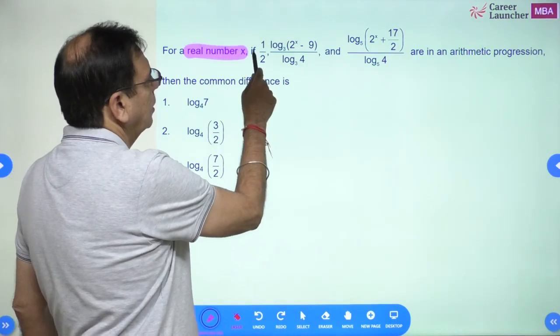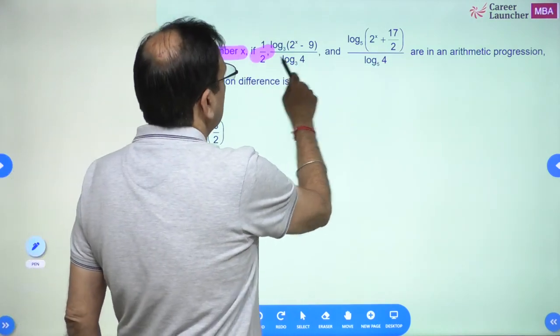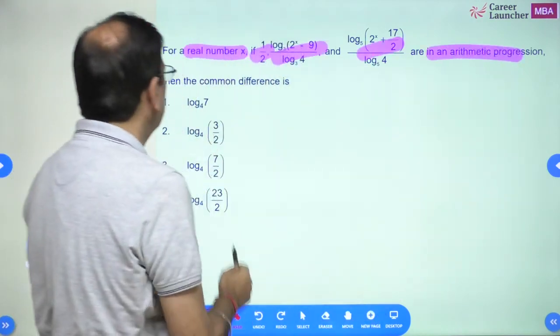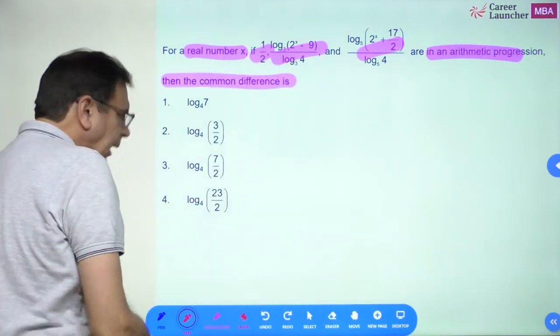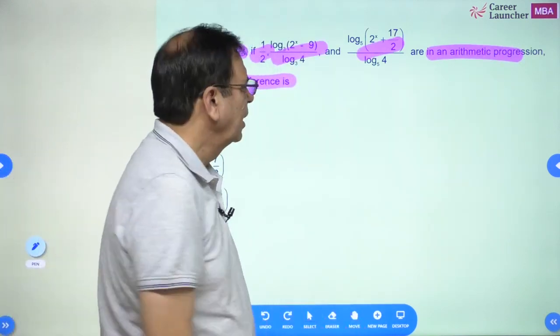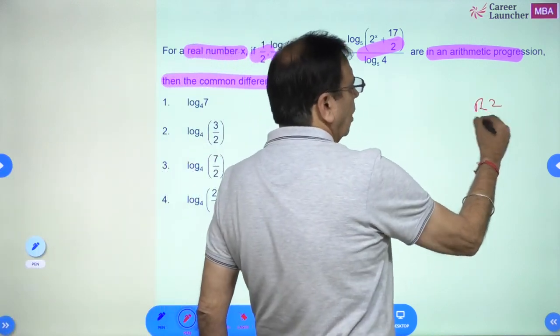For a real number x, these 3 terms are in an arithmetic progression. Then what is the common difference? Now when I looked at this question, I said I don't want to do this. This is to me a round 2 question, or a question which I will leave.